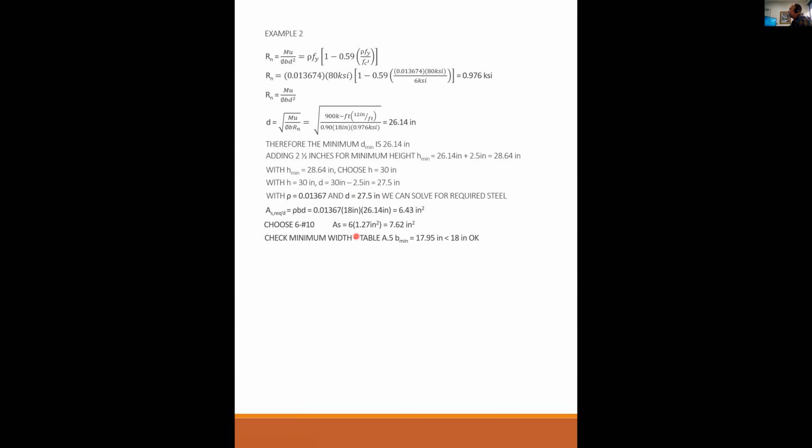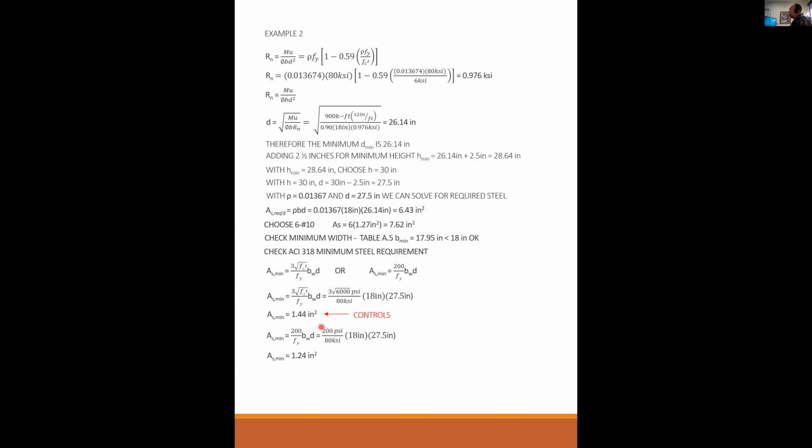First thing, does 6 number 10s fit in our 18 inch wide beam? I go to table 8.5, I look at my minimum width, and yes, just barely, but yes, those 6 number 10s will fit in that 18 inch beam. Now we check our minimum steel requirement. AS minimum is 3√F′C/Fy or 200/Fy. Starting to pick up on a rhythm here, a pattern. So I calculate my one minimum, I calculate my other minimum, I get 1.44 or 1.24. 1.44 controls, and I'm providing 7.62, not a problem.